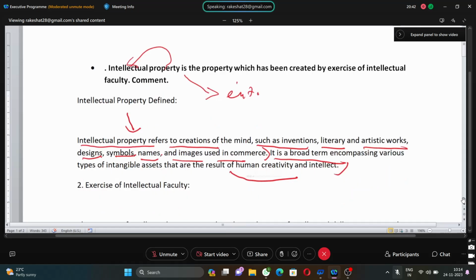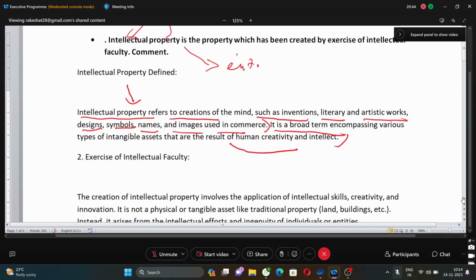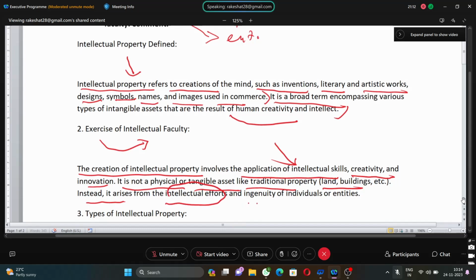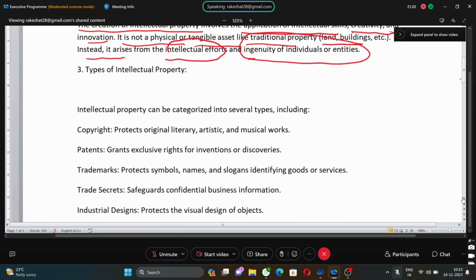Now, exercise of intellectual property. The creation of intellectual property involves the application of intellectual skills, creativity, and innovation. Now, it is not a physical or tangible asset like traditional property like land and buildings. Instead, it arises from the intellectual efforts and the ingenuity of individuals and entities. So this is a question, and we will further classify types of intellectual property.